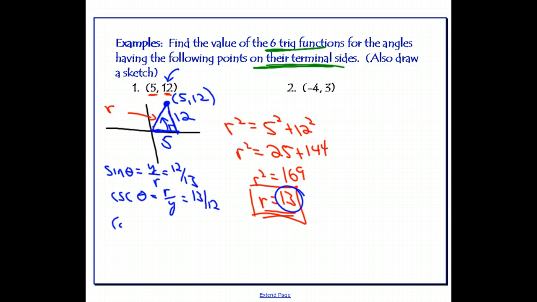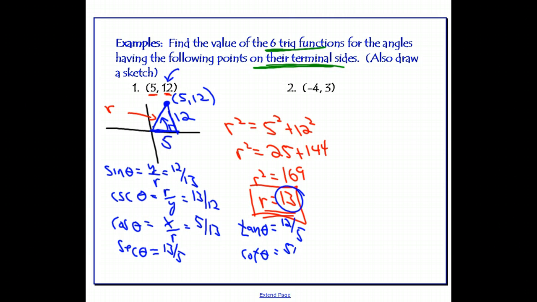Let's go cosine. Cosine of theta is adjacent over hypotenuse, SOHCAHTOA, or here it's x over r. So the cosine is going to be 5/13. The reciprocal of cosine is secant, so that will be 13/5. And we need just two more. Let's get the tangent: y over x, 12/5. Look, we didn't even need r for that one. And the cotangent is the reciprocal, 5/12.